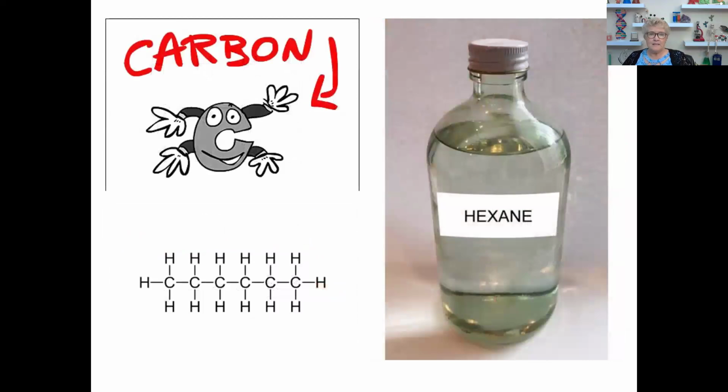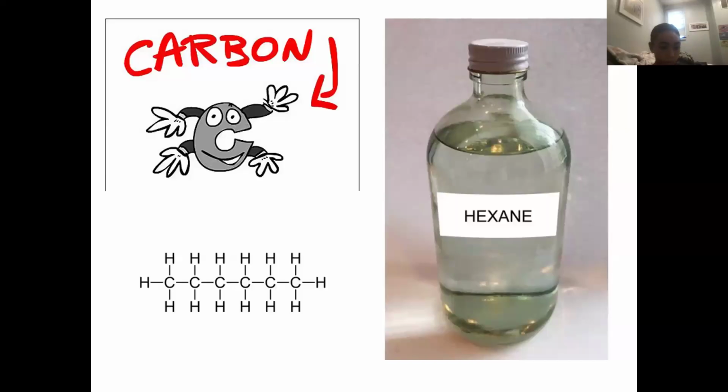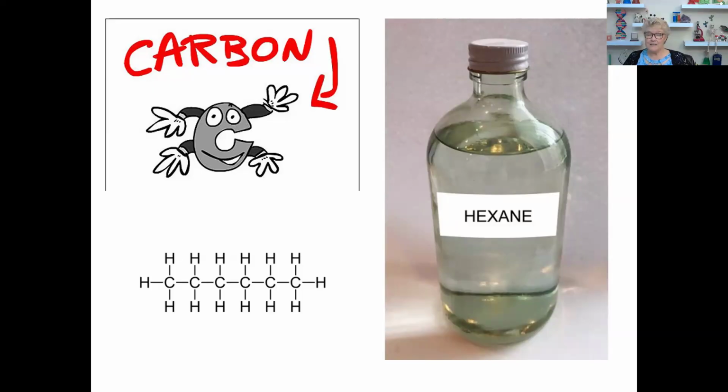Here's another one. This is another carbon-containing molecule. It's called hexane. What's the formula for hexane? Cecilia. C6 and then H14. That's it. There are 6 carbons and 14 hydrogens. So the chemical formula is C6H14.